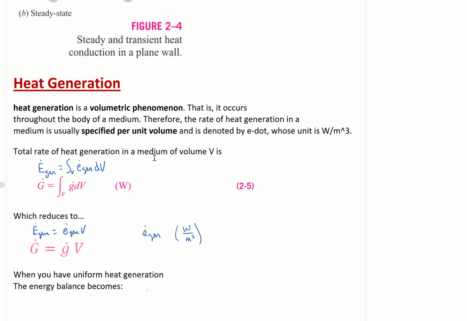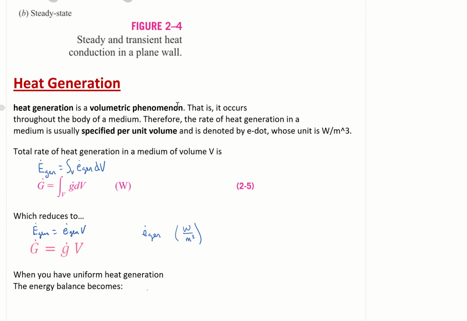Okay, so what does this mean? Heat generation is a volumetric phenomenon. That means it's not happening on a surface, but instead it happens throughout the whole body of the medium.